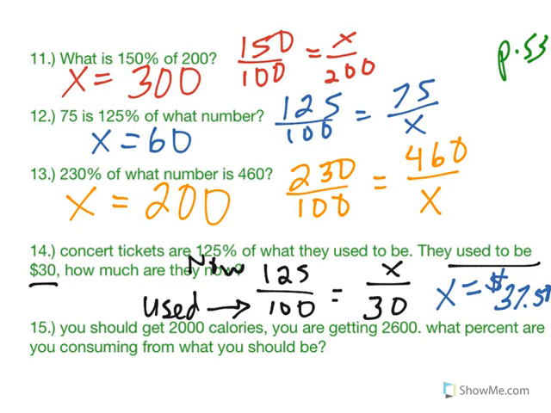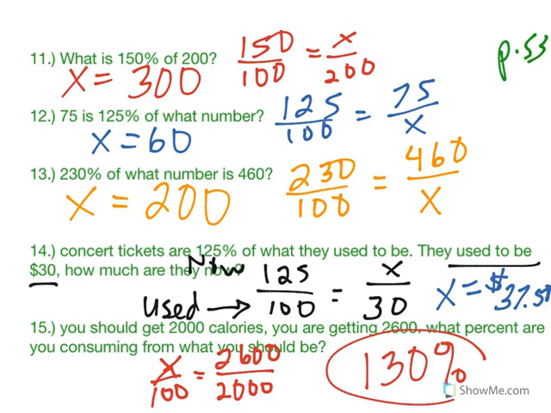Okay, in 15. You should get 2,000, I'm paraphrasing because I don't have enough room to type it all. You are getting 2,600 calories. What percent are you consuming from what you should be? Okay, the key word is what percent. So x over 100. Now, 100% is like the baseline, right? That's what you should be doing. Okay, well, I should be getting 2,000 calories. So 2,000 should go on the bottom, but the top is what I'm actually doing. I'm actually consuming 2,600. So when I cross multiply, I notice that I'm consuming 130% of what I actually should be, right?